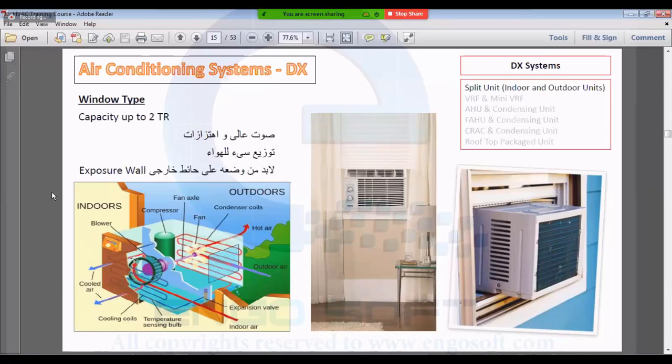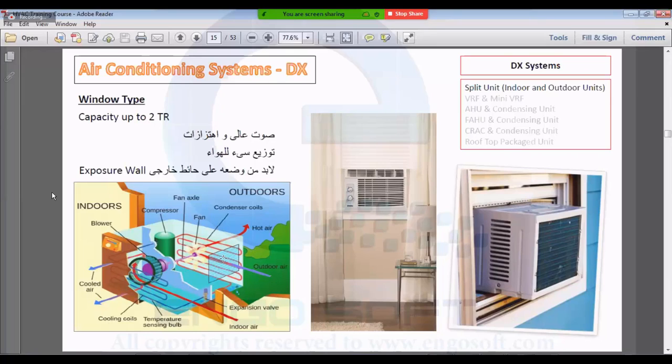It's called the evaporator. Do you remember? Evaporator, where the refrigerant is evaporated by removing heat from the space. Then it goes through the compressor, which is installed in the outdoor unit. The compressor moves the refrigerant in the outdoor unit, which is the condenser coils, right?